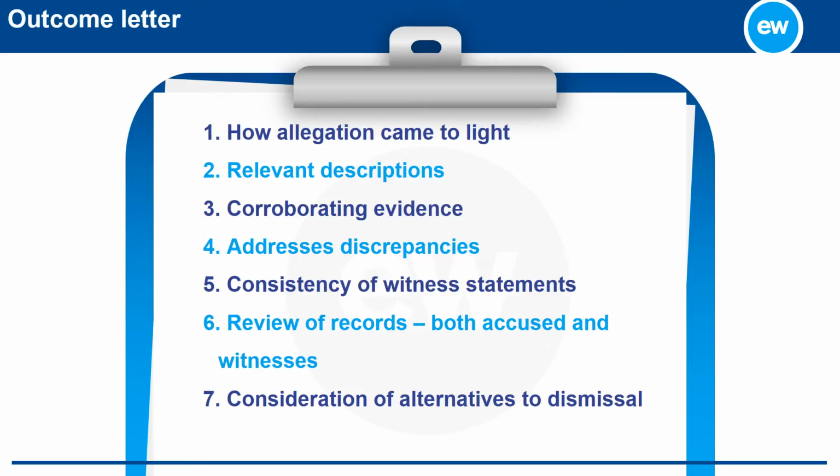6. Take account of the history of both the accused and the witnesses. Does the accused have an exemplary disciplinary record? Have the witnesses ever been in trouble before? If so, is that trouble relevant? Do they have a history of making up false allegations, etc.? 7. Consider alternatives to dismissal. Why does it have to be dismissal? What are the risks if you don't dismiss and go for a final written warning instead? Show you have properly thought about the appropriateness of the outcome.